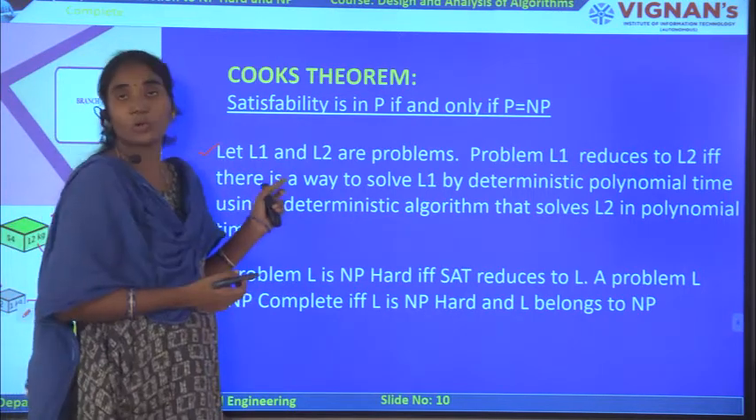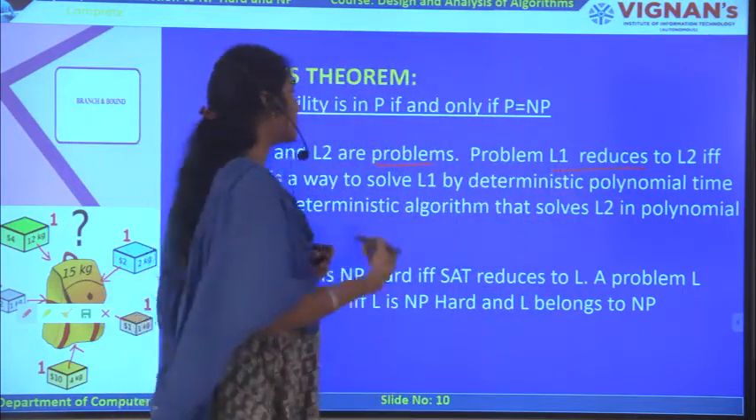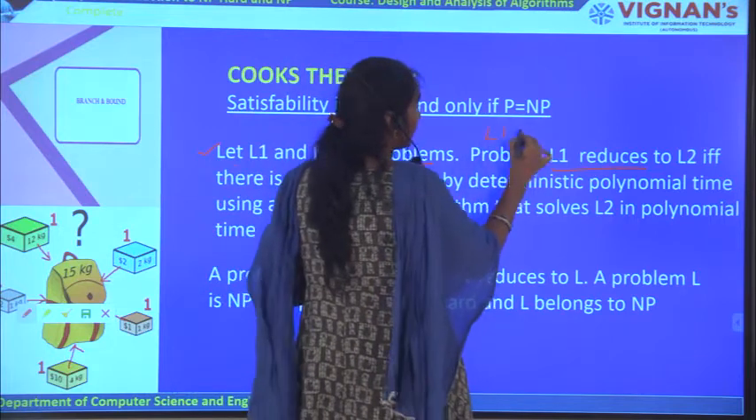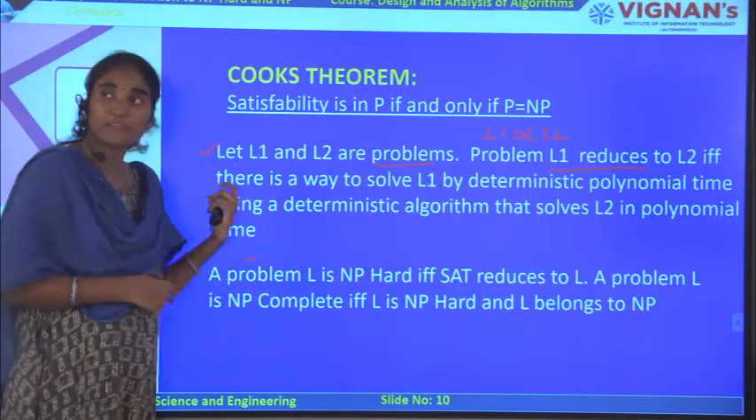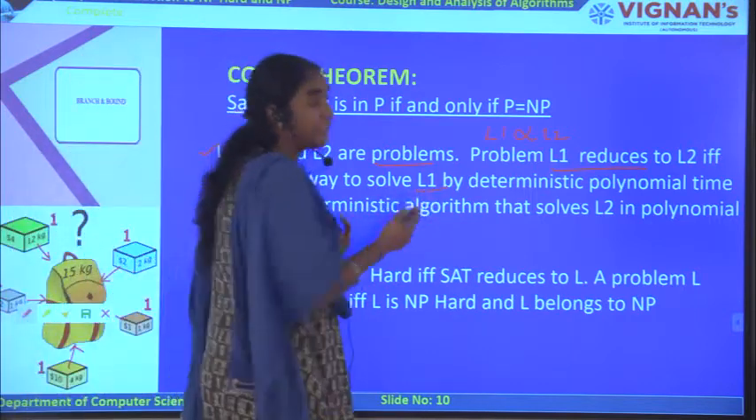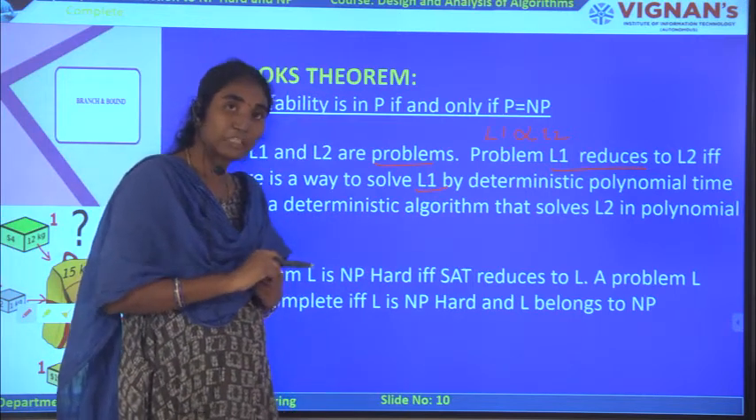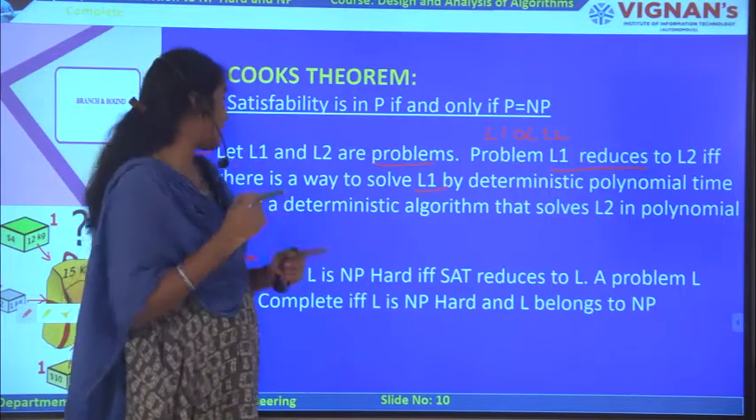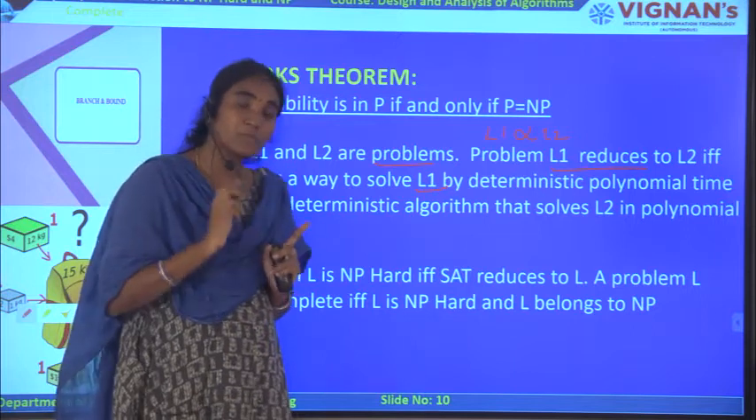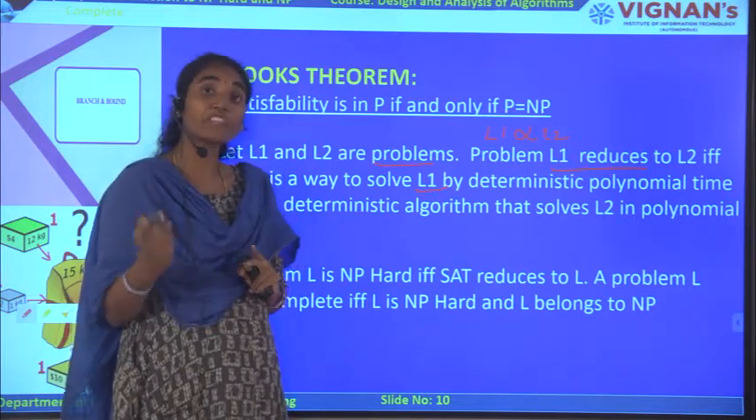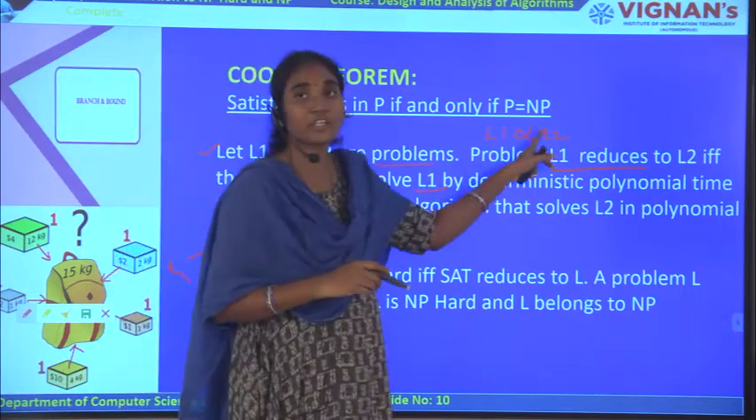Let L1 and L2 be two problems. Here problem L1 reduces to L2, which I can also represent as L1 is reducing to L2, if and only if there is a way to solve L1 by deterministic polynomial time. If I am solving L1 by using deterministic polynomial time, I can also solve the same thing by using a deterministic algorithm. So L2 can also be solved with the deterministic algorithm, and within polynomial time even, if L1 is reducing to L2.